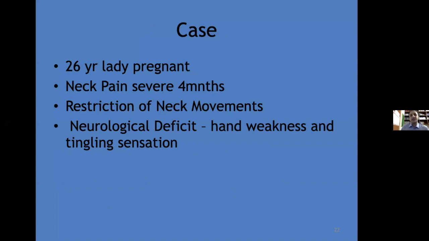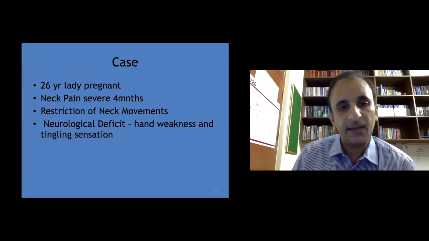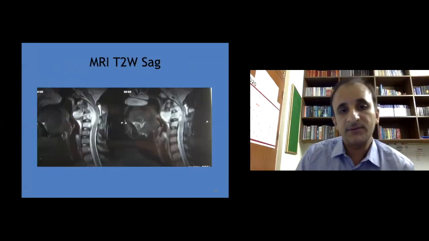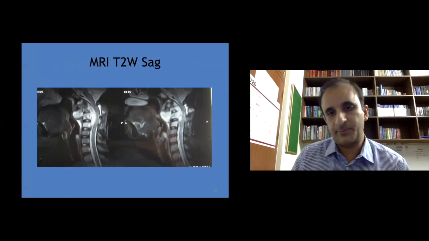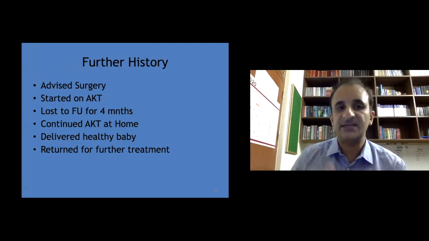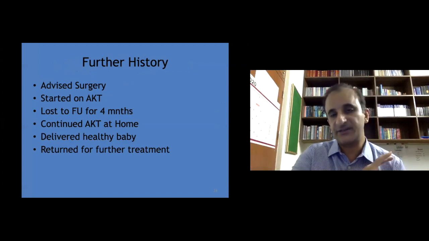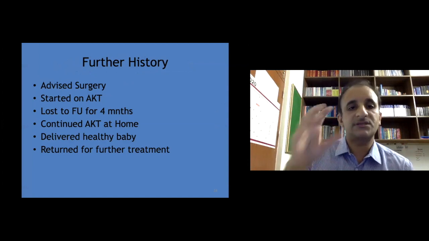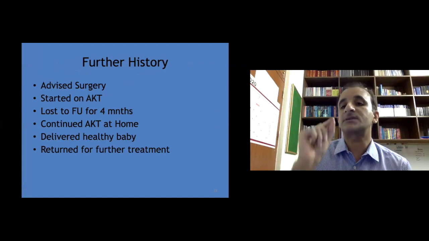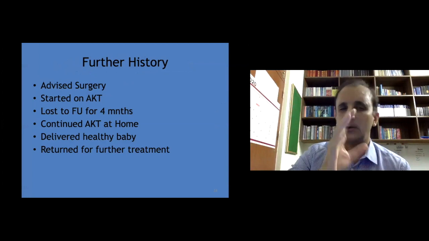Now, quickly to share some of the cases, here she is a 26-year-old pregnant lady, severe neck pain for 4 months, restricted neck movements, neurological deficit with hand weakness and tingling sensation. Now, she came to me like this: pregnancy and severe compression and progressive deficit. I advised surgery, she refused. The family refused. However, we started on anti-tubercular therapy. This was an empirical therapy. This was about 10 years back, 10 or 8 years back.